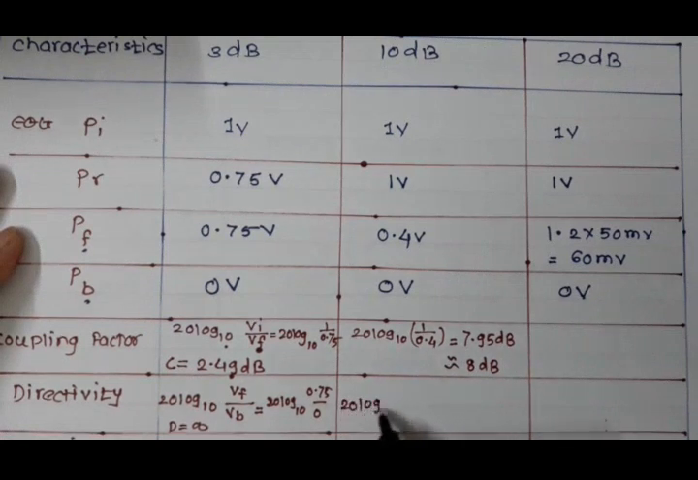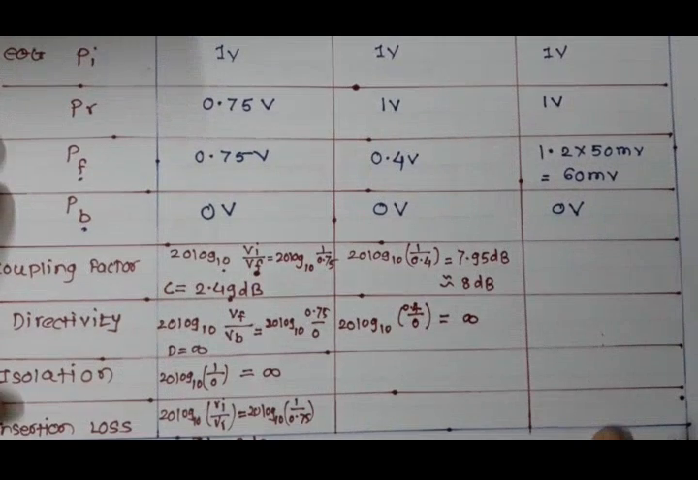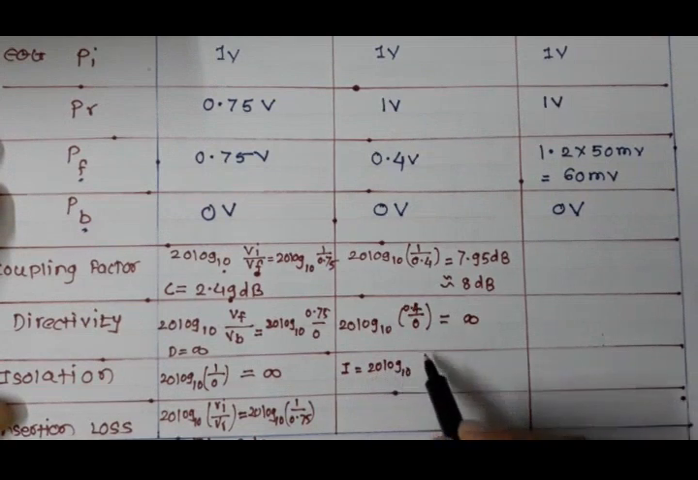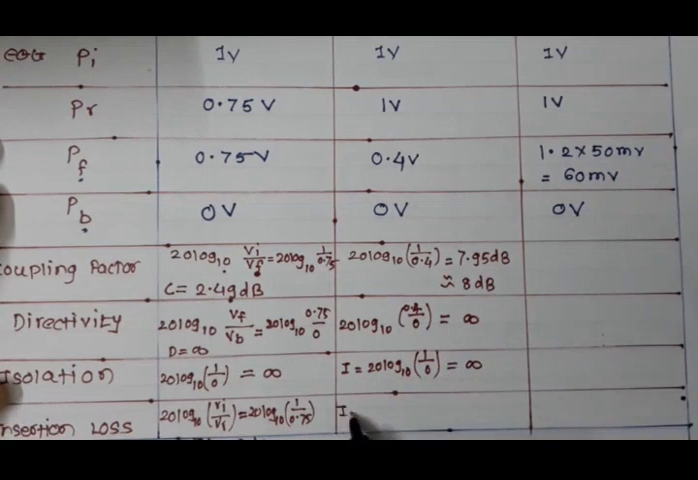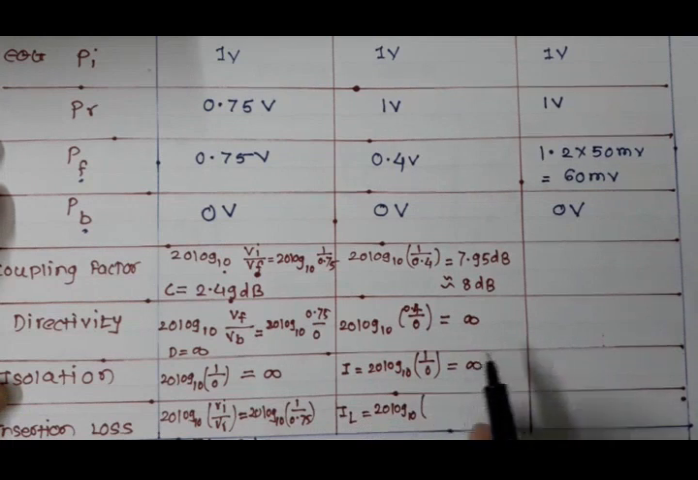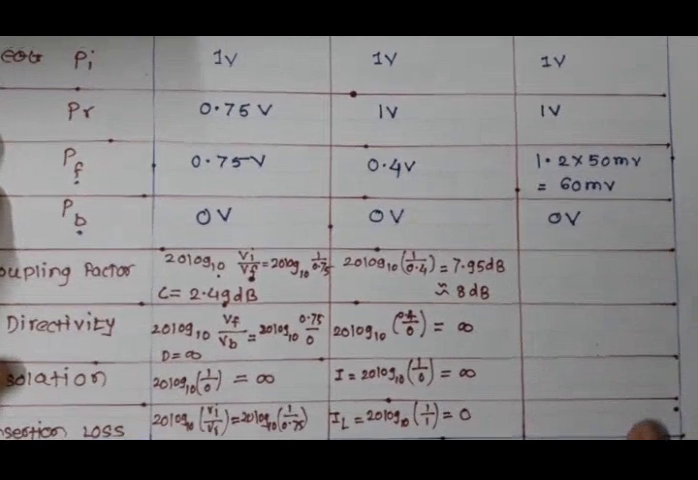Now here directivity is 20 log to the base 10, the forward power, sorry, 0.4 divided by 0, which will be infinite. Okay. Next one is the isolation. So how are you going to calculate the isolation? Isolation is equal to 20 log to the base 10 input, that is 1 volt, divided by back power, so it will be infinity. Now insertion loss is equal to 20 log to the base 10 input by the received power, so 1 by 1, this will be 0. Okay. So you can see the 4 parameters for the 10 dB directional coupler.